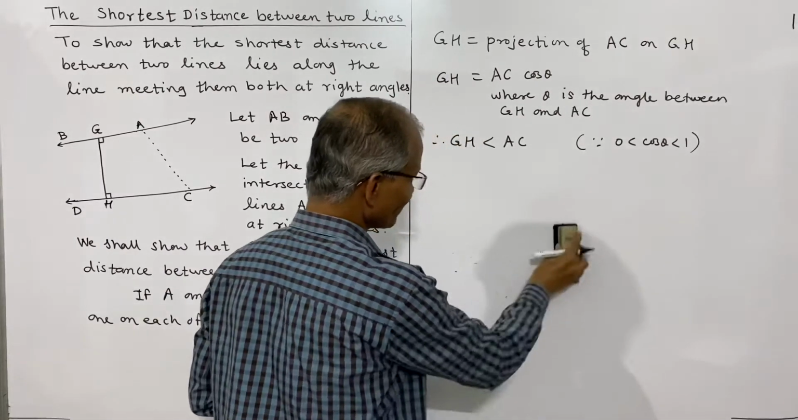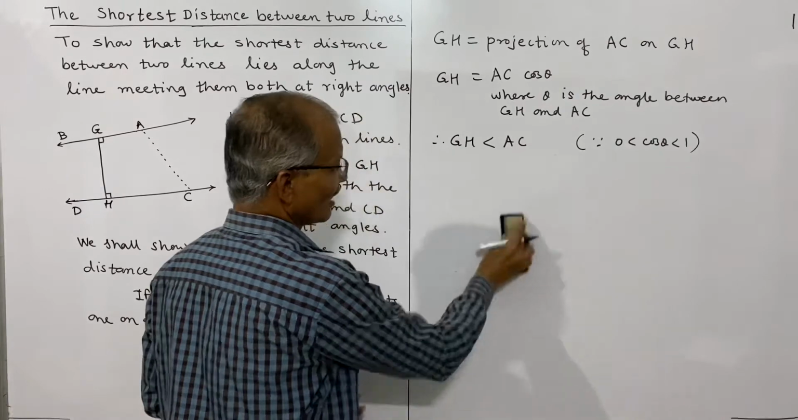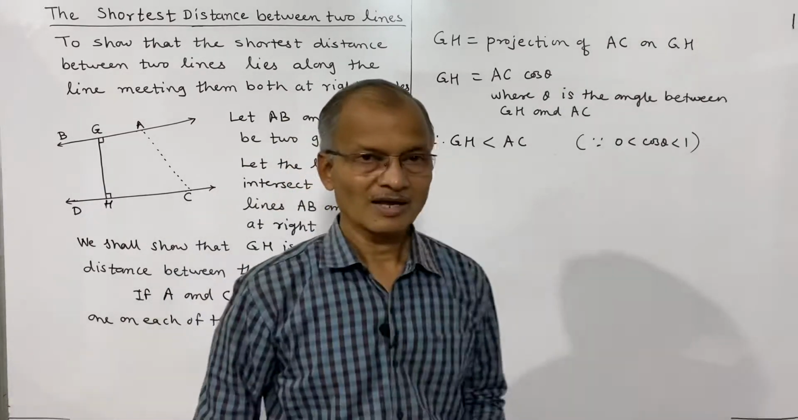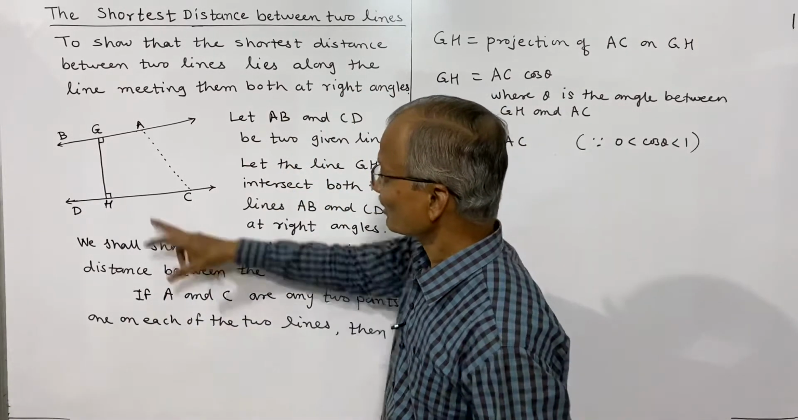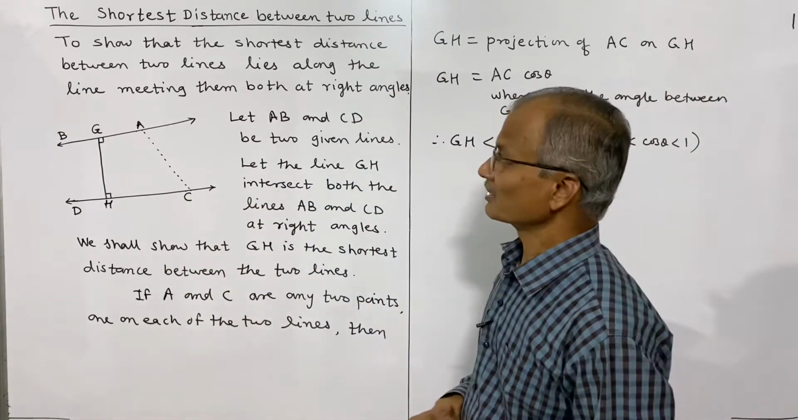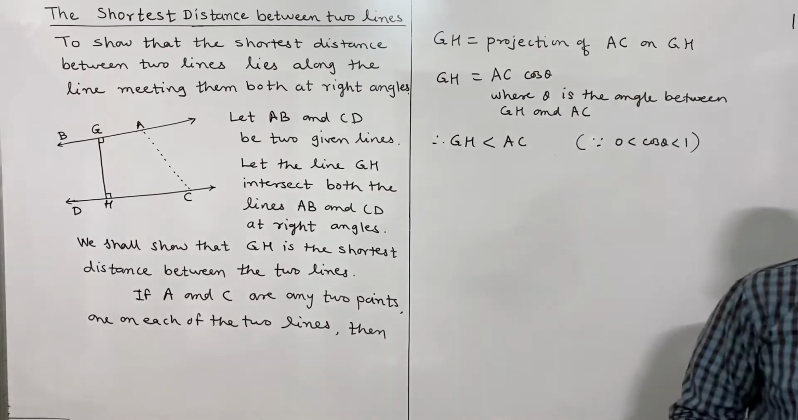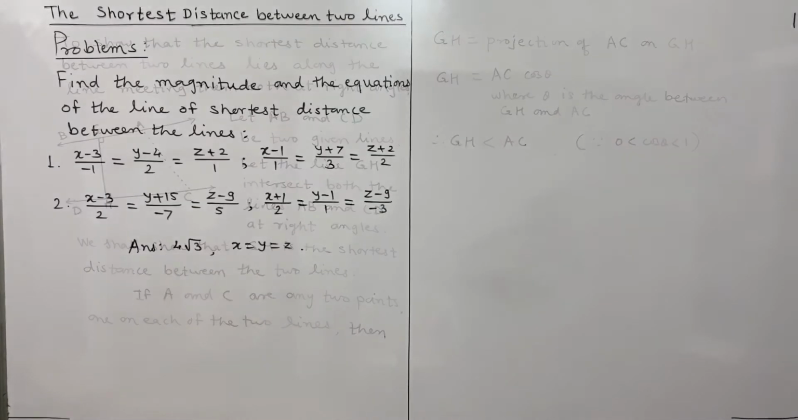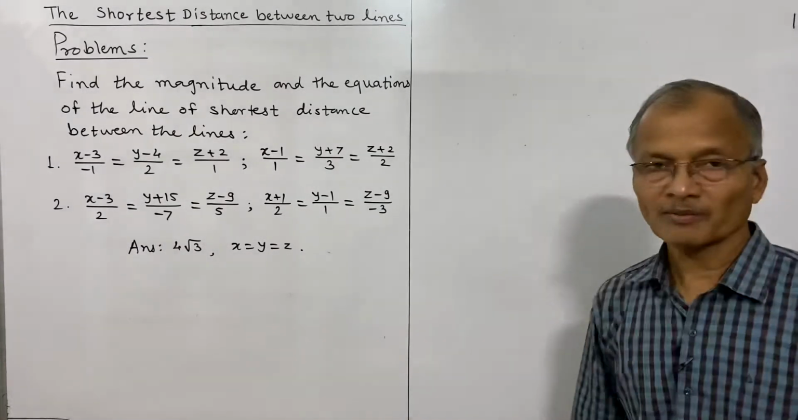The shortest distance between two lines is along the perpendicular line, and if the lines are not perpendicular, the distance becomes longer. That is the simple meaning of this result. Now we shall solve the problems on it.